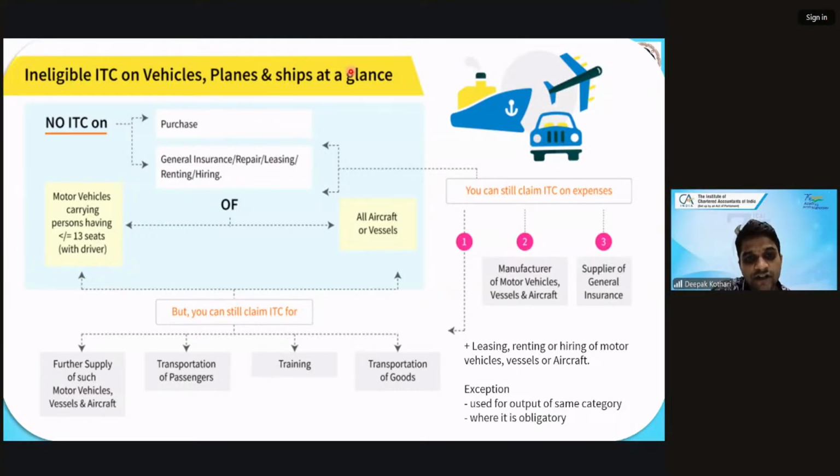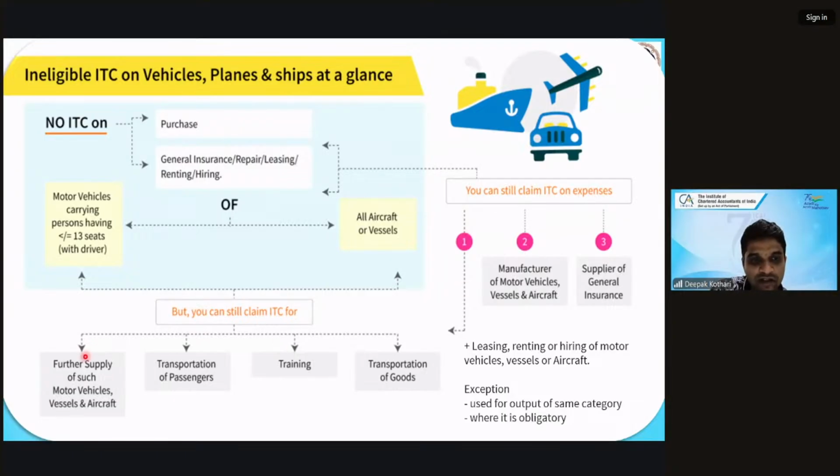Okay. That is the first part. That exception is about who can claim it. Second, there is another exception that you can still claim credit on expenses. This exception is for the full purchases. This second exception is for the expenses which have been incurred.